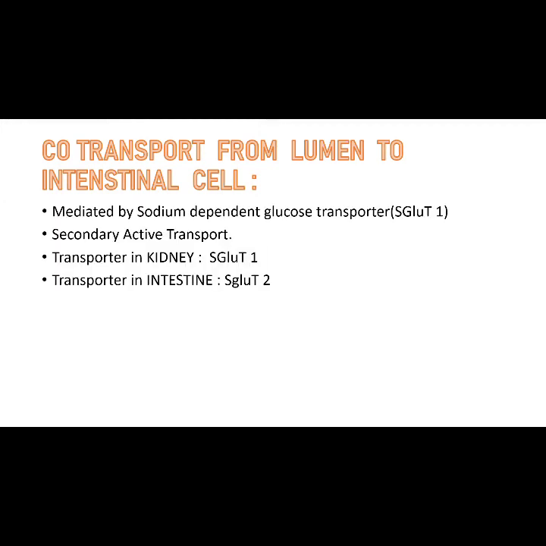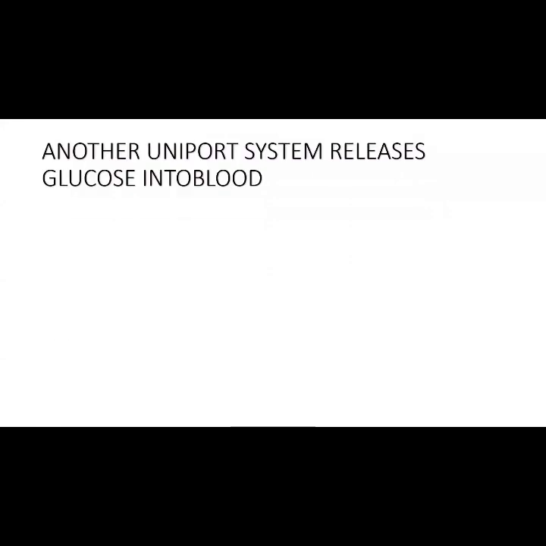So co-transport is on SGLT from the lumen of the intestine to the intestinal cell. They are maintained by SGLT1. The mechanism is secondary active transport. The transporter in the kidney is SGLT2 and the transporter in the intestine is SGLT1. Another uniport system releases glucose into the blood. First they come to the membrane of the cell from the lumen, then they are transported into the blood.